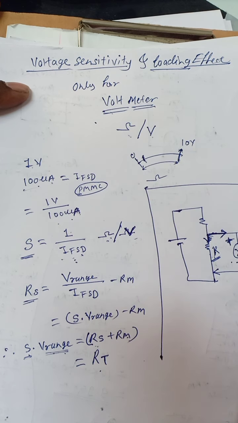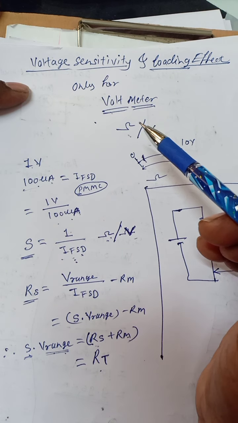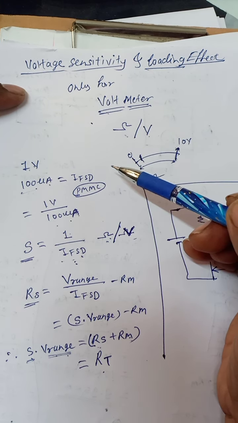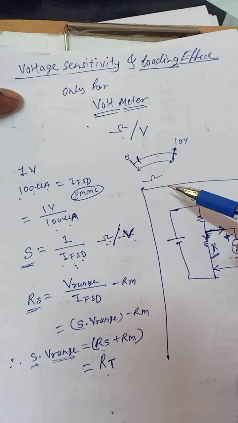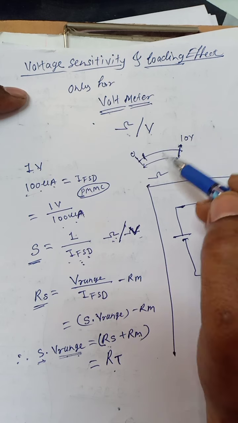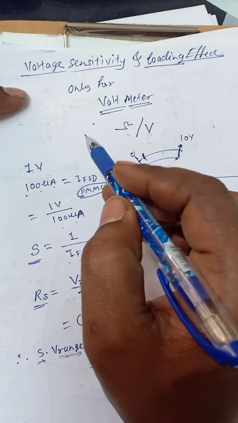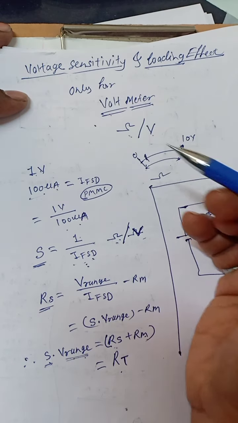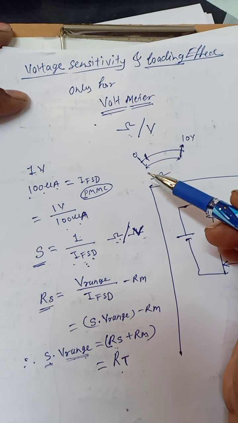So when will we get the correct voltage reading? When you measure the voltage in a low resistance circuit with a low voltage sensitivity meter. When you are using a low voltage sensitivity meter to measure a voltage in a low resistance circuit, in that case it shows an accurate reading.